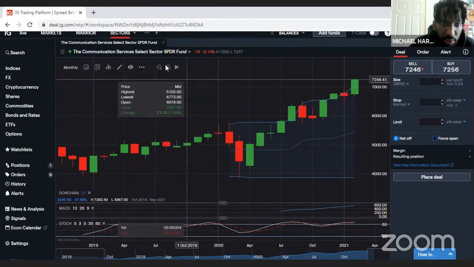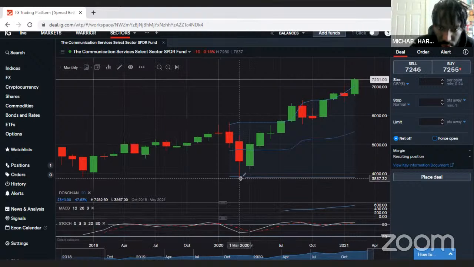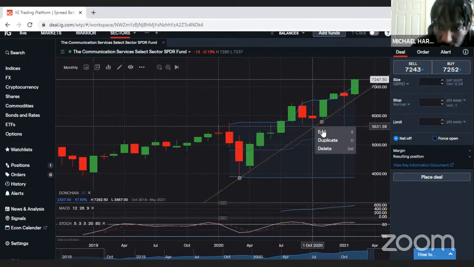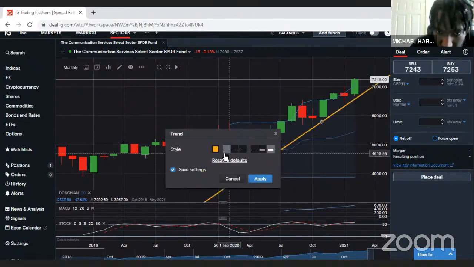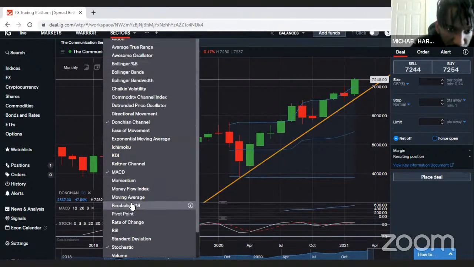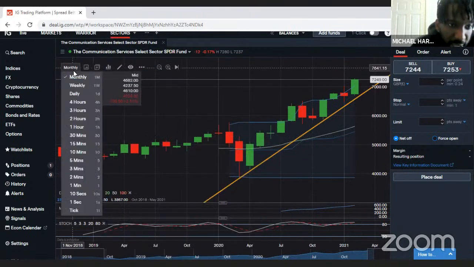Okay, so monthly, drawing this monthly trend line, which would be from there to there. Change that so it's thick. Put in the moving averages. Cool. Now have a look at it on the weekly.